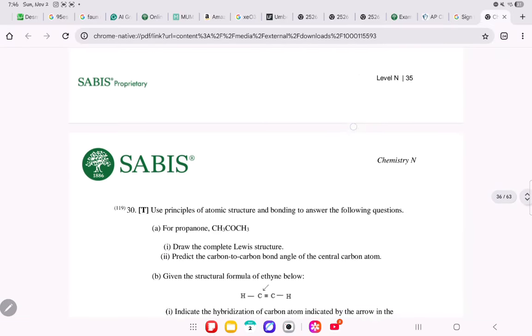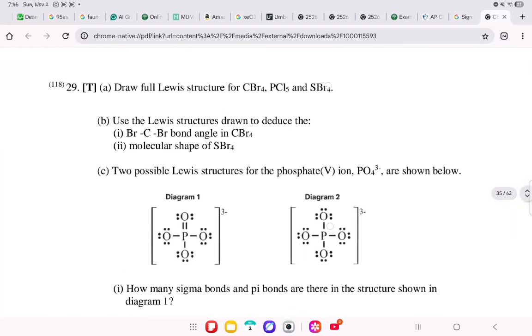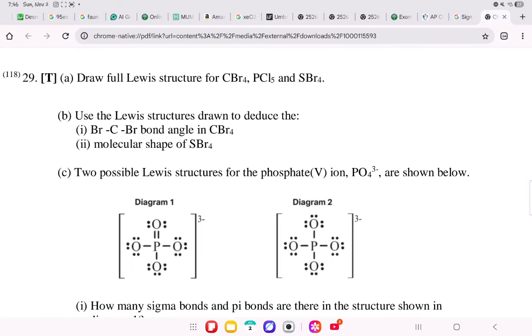Okay, we're gonna finish soon. Question 29, top. Draw full Lewis structures for CBr4, PCl5, SBr4. Okay, I'm gonna leave that for you guys. Now for part II, what is the molecular shape of SBr4? I think I'm just gonna draw the SBr4 shape, right? Oh my bad, I forgot CBr4.